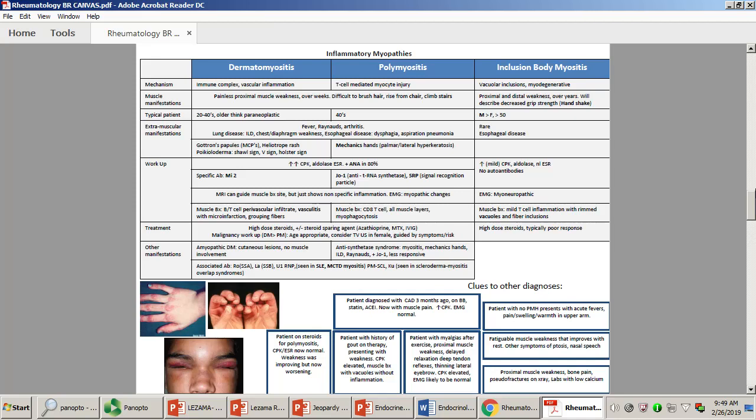So the malignancy workup: in the real world you're going to see a whole bunch of crazy stuff, like pan scanning patients and things along those lines. That is not what they're looking for on the exam. They want you to do age-appropriate cancer screening.